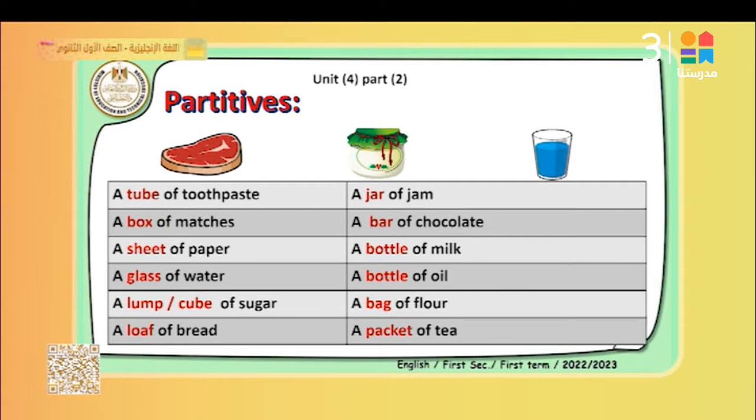What about box of matches? We can say box of matches, 2 boxes of matches, a sheet of paper, a glass of water, a lump of sugar or a cube of sugar, a loaf of bread, we can say 1 loaf, 2 loaves of bread, and so on. A jar of jam, a bar of chocolate, and so on. So here are some partitives which we can use with uncountable nouns if we wanted to take part of these things.